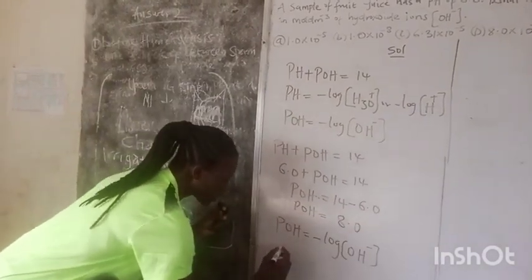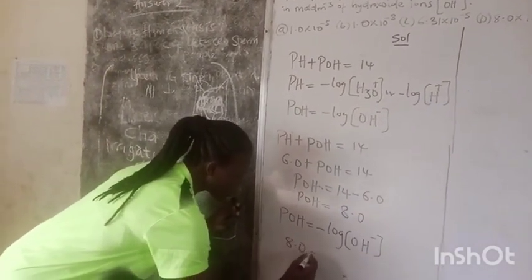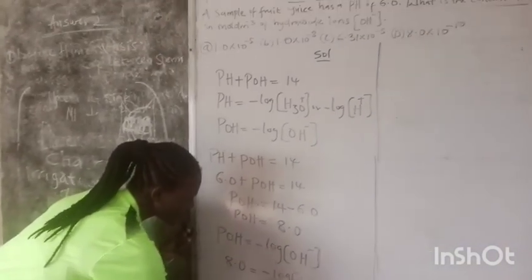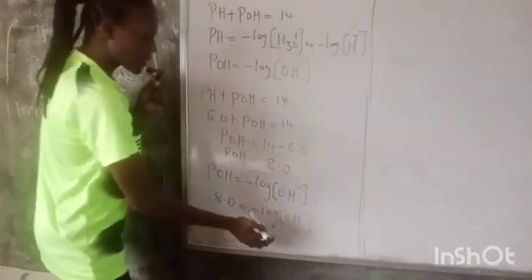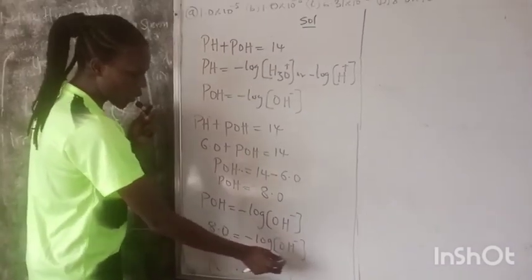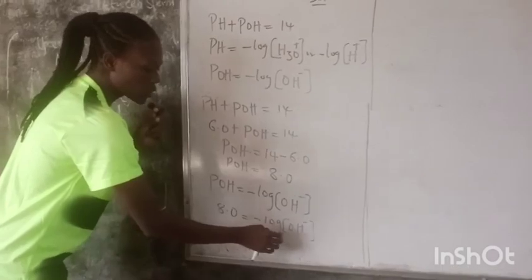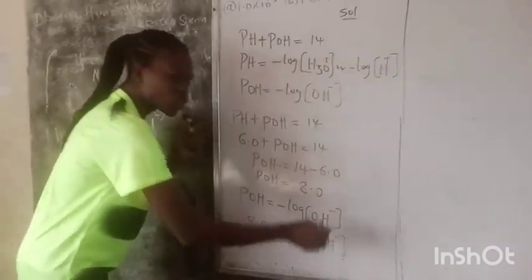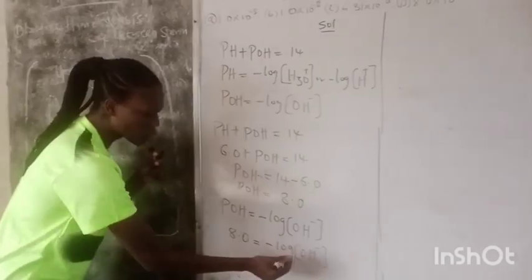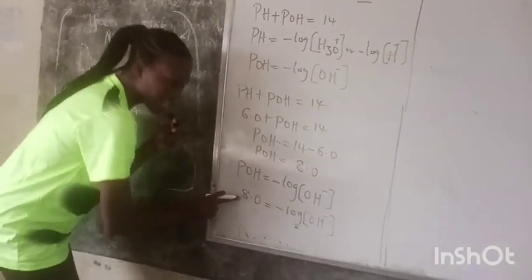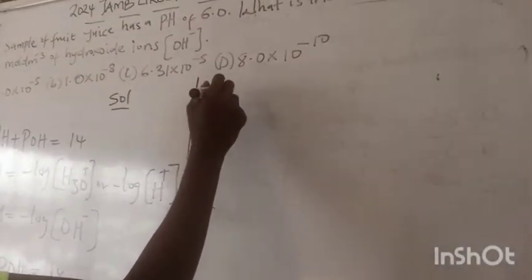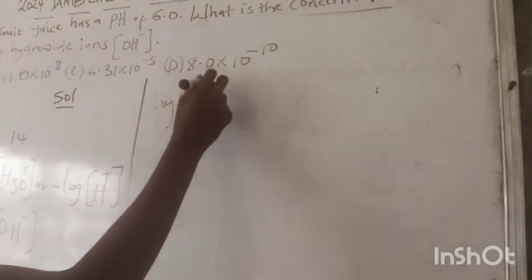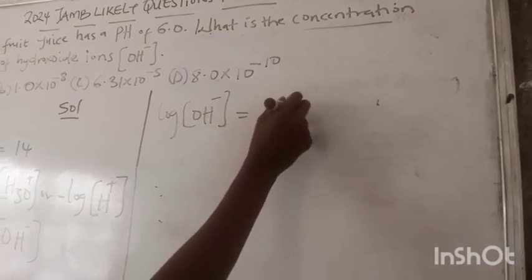pOH is given to us as 8.0, so 8.0 is equal to minus log OH. To make log OH the subject of the formula so we can get our OH, when you cross this one over, this one takes a negative sign and this one takes a positive sign. So it becomes log OH minus is equal to minus 8.